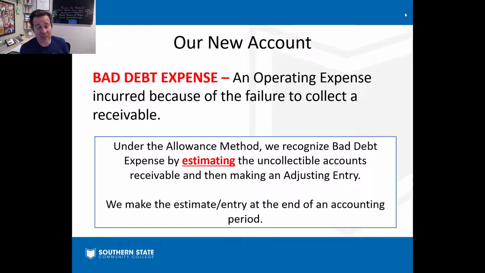In the direct write-off method, we didn't hit bad debt expense until we knew a customer wouldn't pay back. Now, we're estimating the amount of uncollectible accounts as we go along, and we make an adjusting entry at the end of the accounting period to reflect the amount that we think won't get paid back. So in the direct write-off method, we know they're not going to pay back. Under the allowance method, we're making estimates based on what we think won't get paid back.